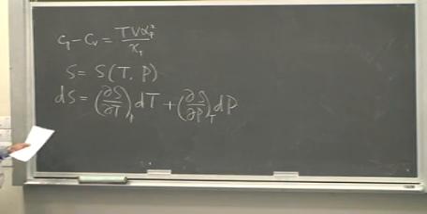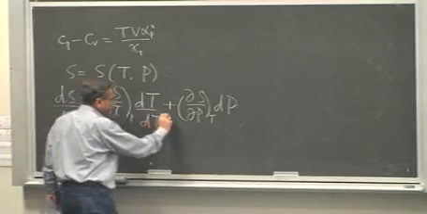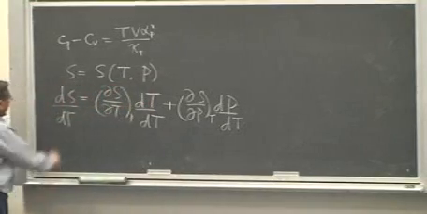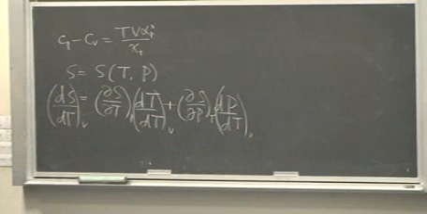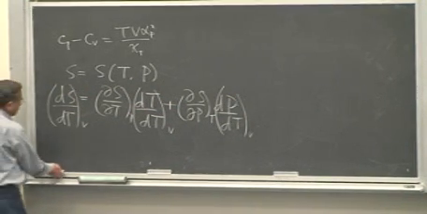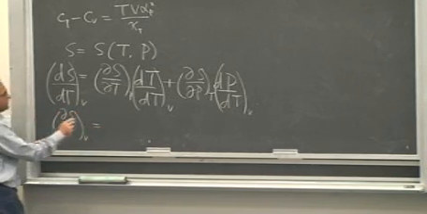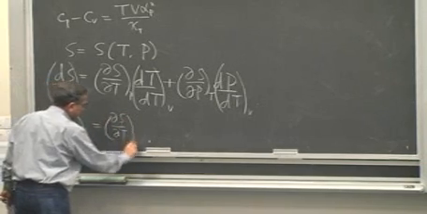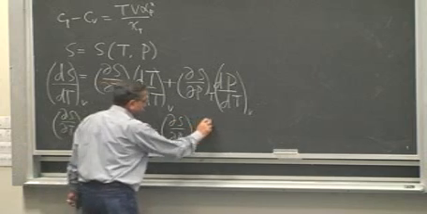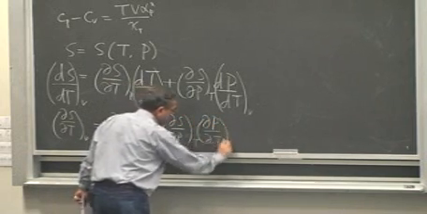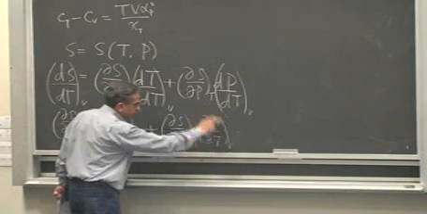Now, we can do the following. We can divide this expression by dT and then take volume constant. Then on this side we have the partial differential of S with respect to T at constant volume, which is equal to the partial differential of S with respect to T at constant pressure, plus the partial differential of S with respect to P at constant temperature and the partial differential of P with respect to T at constant volume. Now you cannot cross out P from here and here, because this bracket is for constant temperature and this bracket is for constant volume.